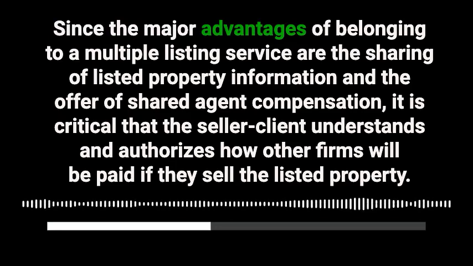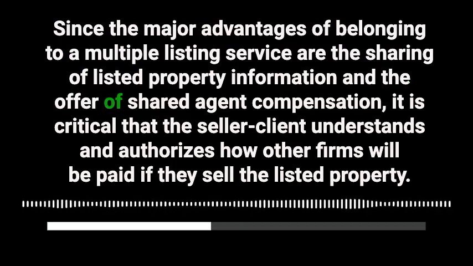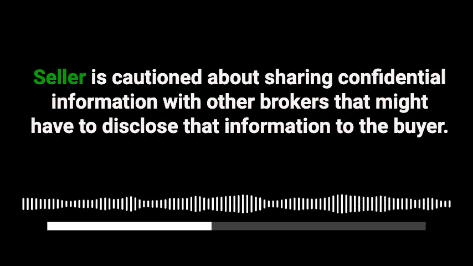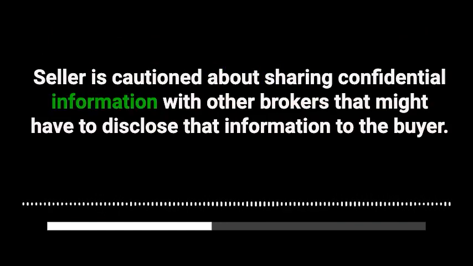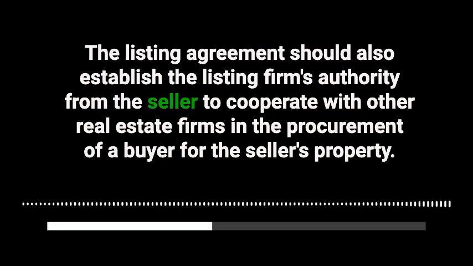Since the major advantages of belonging to a multiple listing service are the sharing of listed property information and the offer of shared agent compensation, it is critical that the seller client understands and authorizes how other firms will be paid if they sell the listed property. Seller is cautioned about sharing confidential information with other brokers that might have to disclose that information to the buyer. The listing agreement should also establish the listing firm's authority from the seller to cooperate with other real estate firms in the procurement of a buyer for the seller's property.